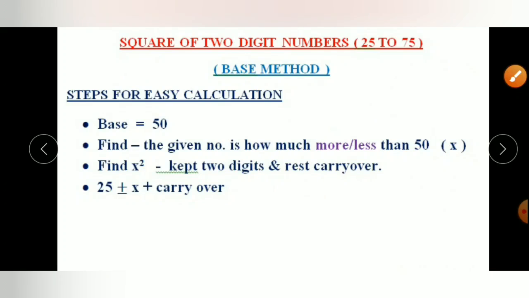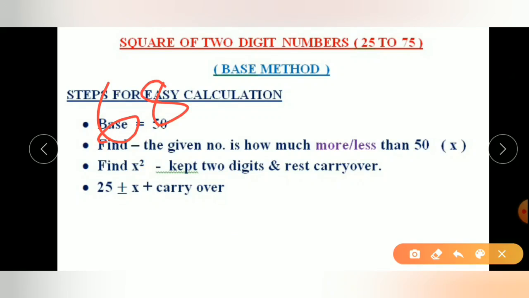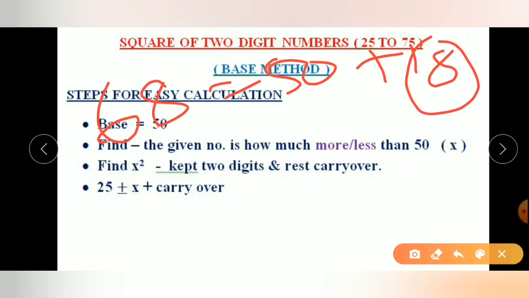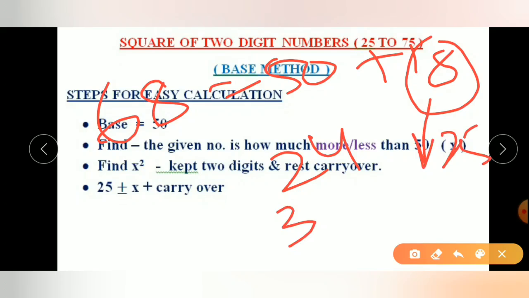Let's take one more. Square of 68. 68 equals 50 plus 18. Here one number, 18, is important and second one is 25. Square of 18 is 324, keep 24 and 3 as carry over. Then this 18 is added to 25, which becomes 43, plus carry over 3, 46.